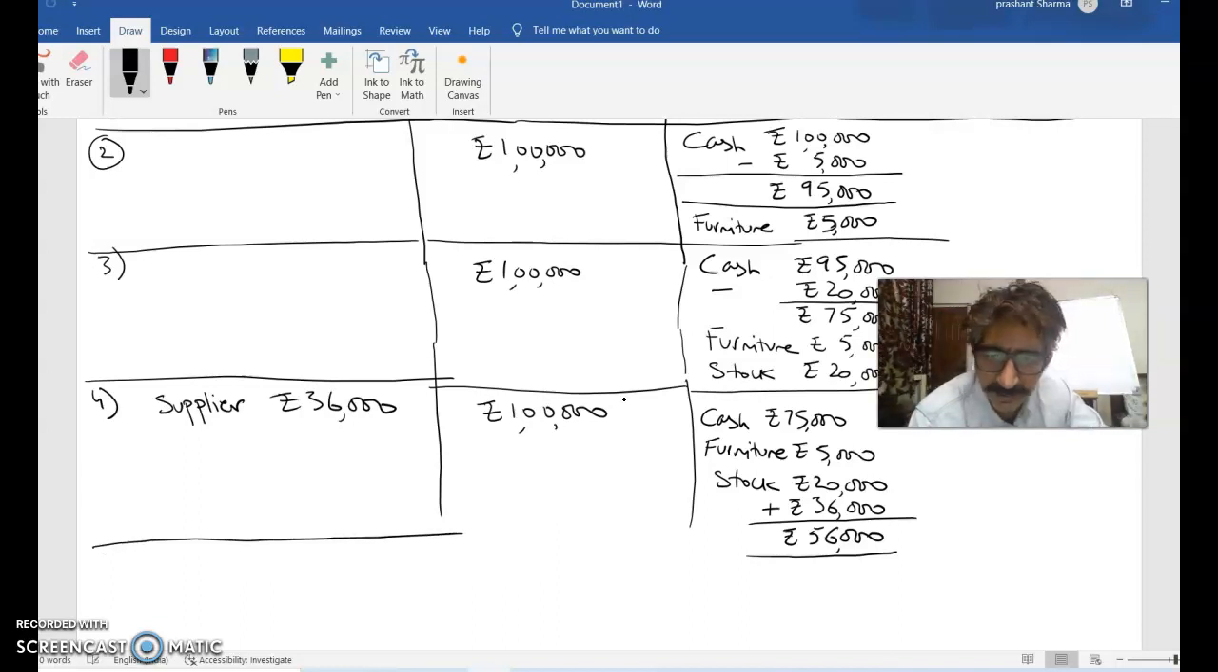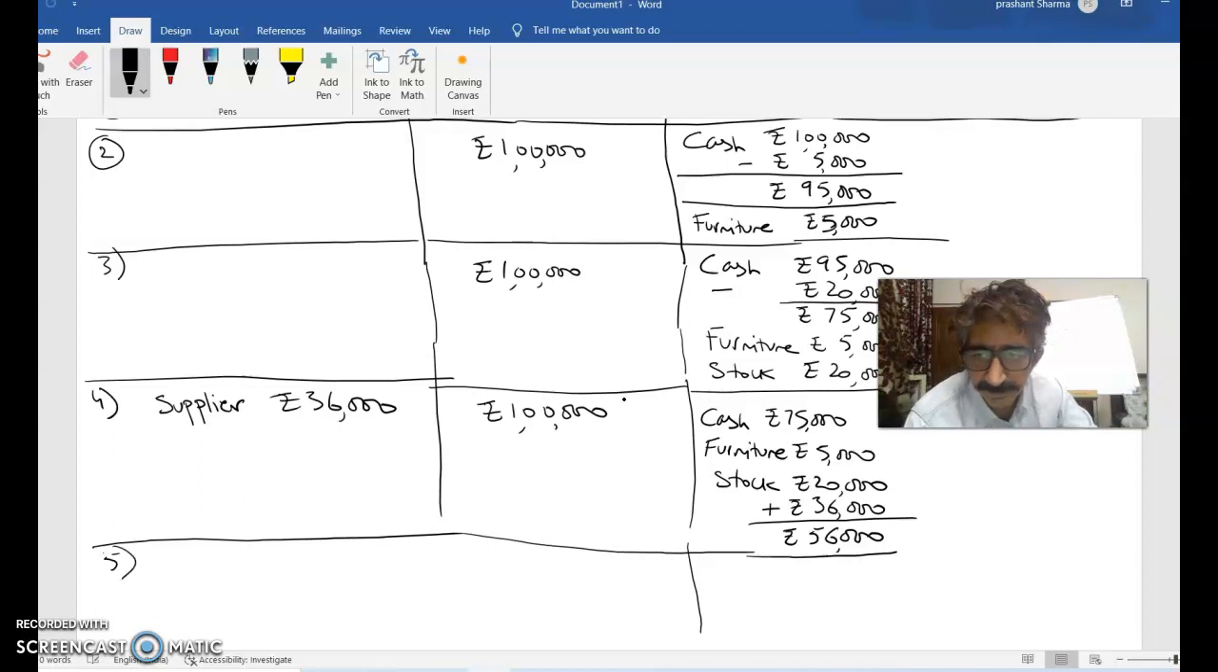So LHS left hand side is coming out to be 1,36,000, and RHS asset side is coming out to be also 1,36,000. How? 75,000 cash, 5,000 of furniture. That makes it 80. And stock of 56,000. That makes it 1,36,000.